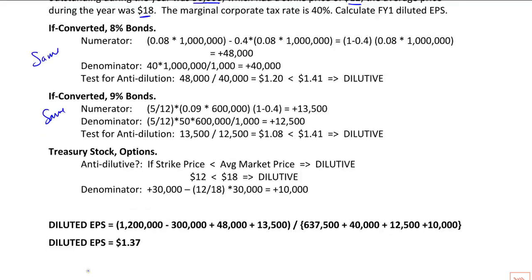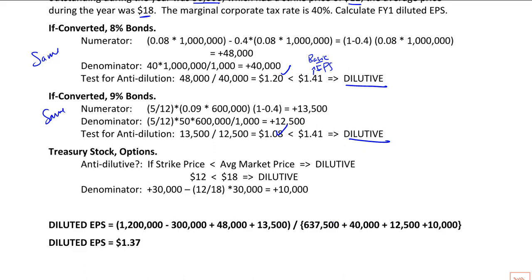Treasury stock options. So let me go back up here. We concluded dilutive because $1.20 and $1.08 was less than basic. So this $1.41 is basic EPS.